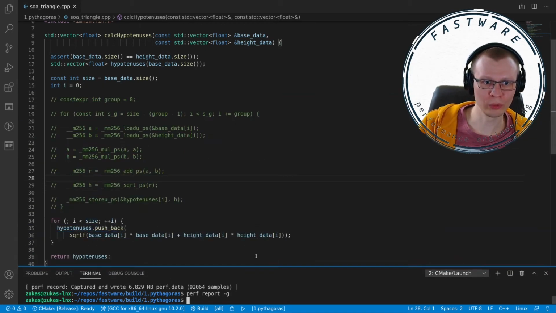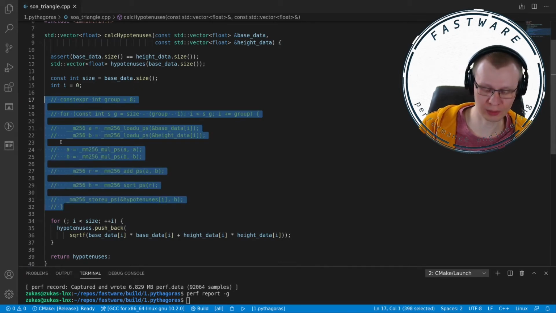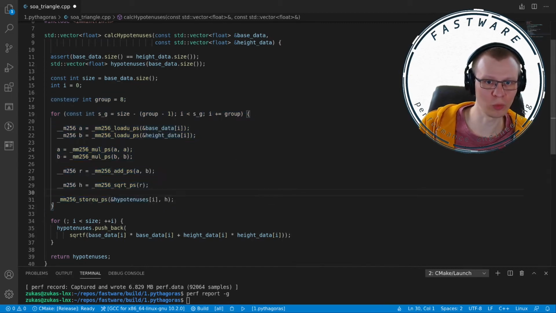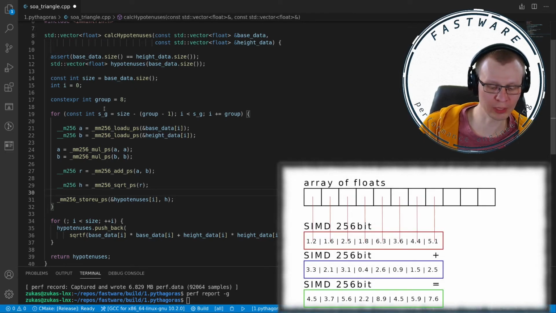So what we will do is implement this algorithm by hand using the compiler intrinsics. Let's uncomment that code and step through it to understand exactly what's happening here. I decided to use groups of 8, because I have a machine which supports the AVX extension on my CPU, which supports 256-bit registers.